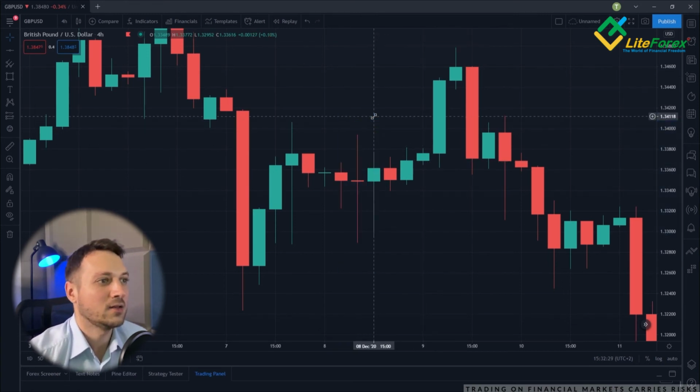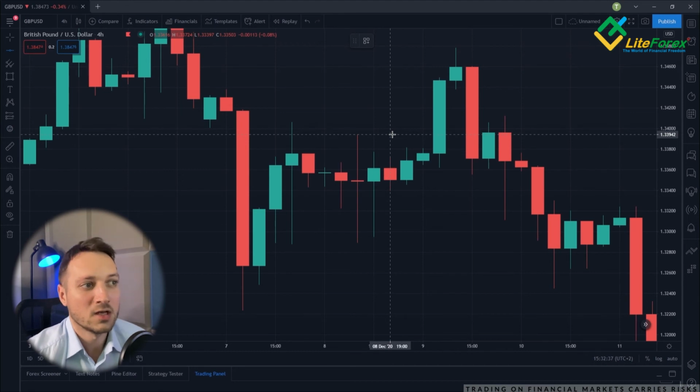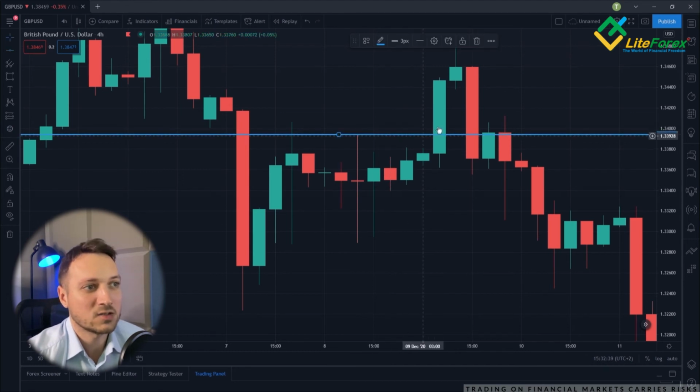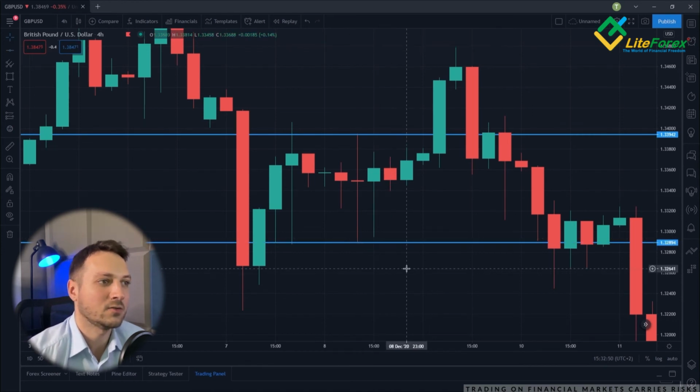Very easily. Let's delete this rectangle, and we set the pending orders on the opposite side of the maximum levels. So we set the buy stop order on the maximum high of this candle, and we set the sell stop order on the lowest point of this entire candle.